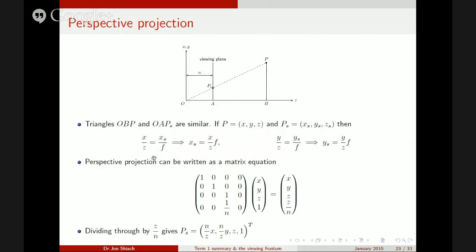So we have this equality here, and therefore this gives us our screen space coordinate for x, which is simply x over z times n. Now that f should be an n, sorry about that. We do the same for the y coordinate, and we create this perspective projection matrix. Quite simple. So this gives us our perspective projection, but what we have here is the scaling factor is z over n. So if we divide x, y, and z by z over n, we get our screen space coordinates. So that's perspective projection.